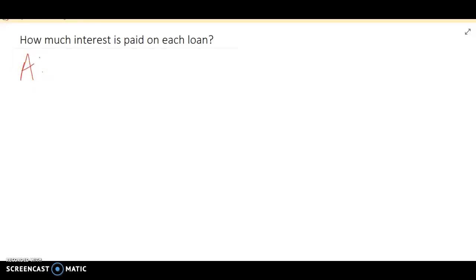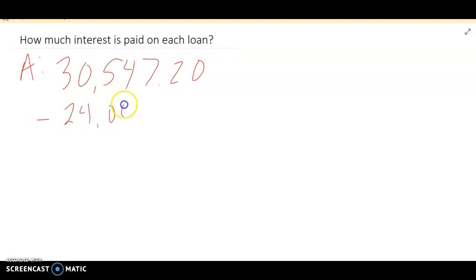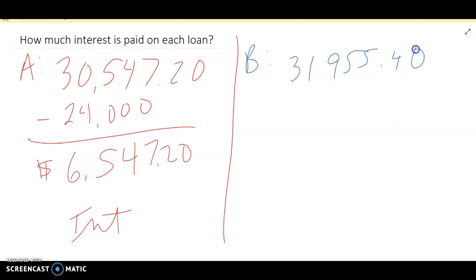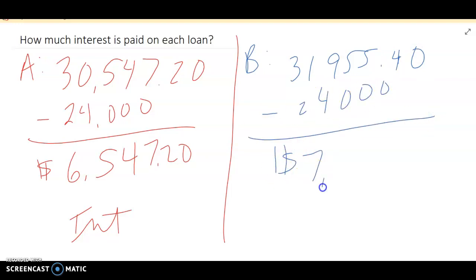So again, let's look at option A. If I'm making a total payback of $30,547.20, but I only borrowed $24,000, that means I'm paying $6,547.20 in interest for option A. For option B, my total payback was $31,955.40, and I borrowed $24,000. So my total interest is $7,955.40.